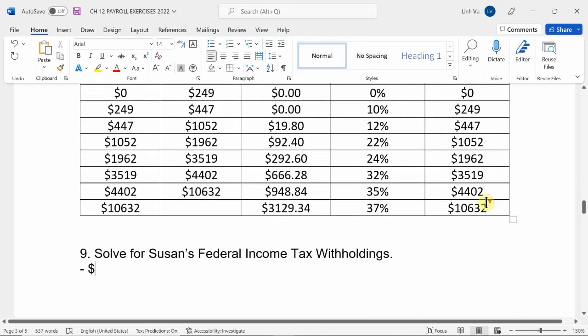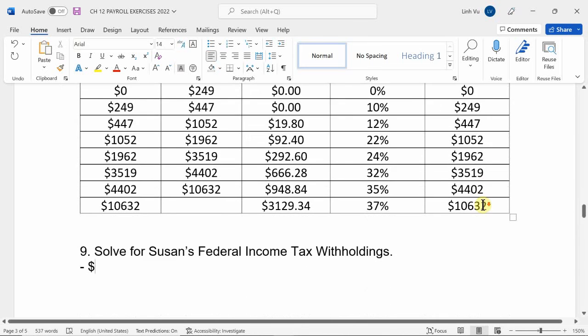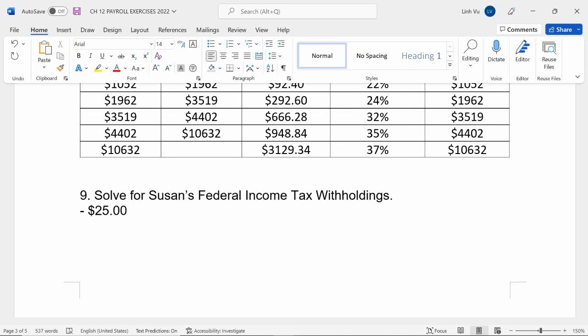She works 38 hours at $25 per hour, so she made $950. Good. Any other income or deductions that we provided for her? No. So again, plus any extra income minus any deductions will give you $950.